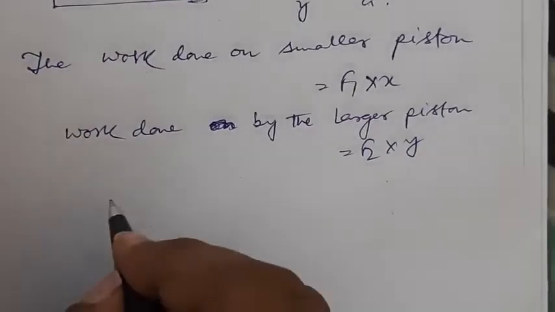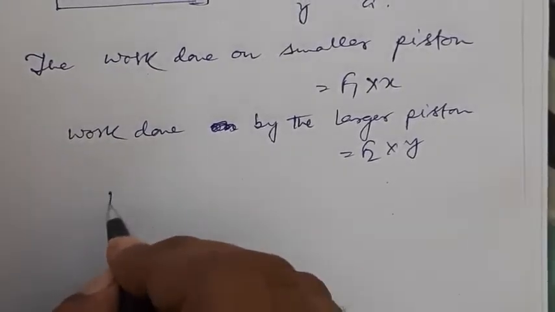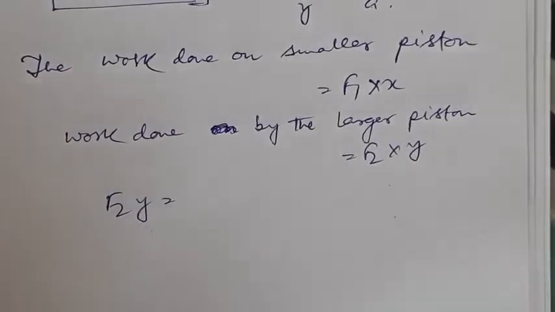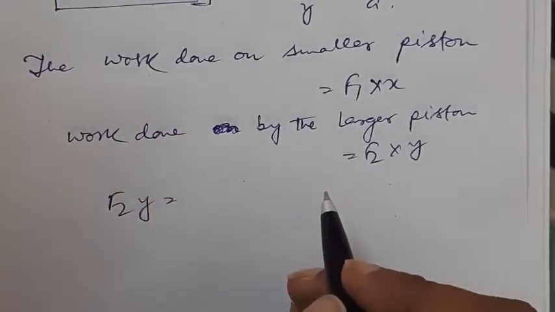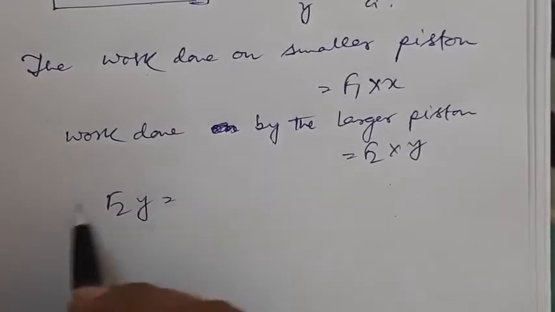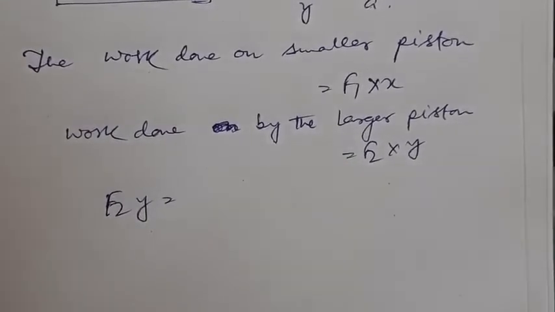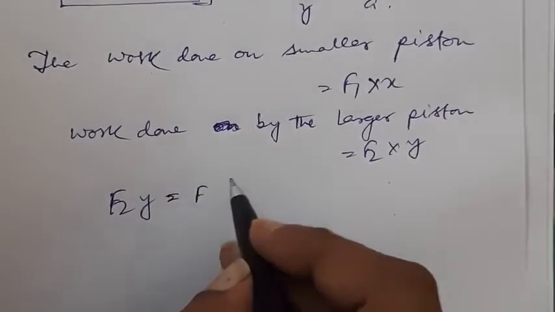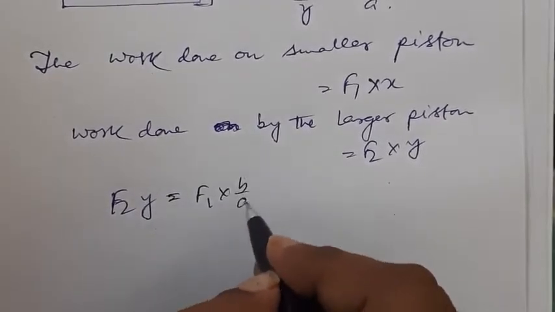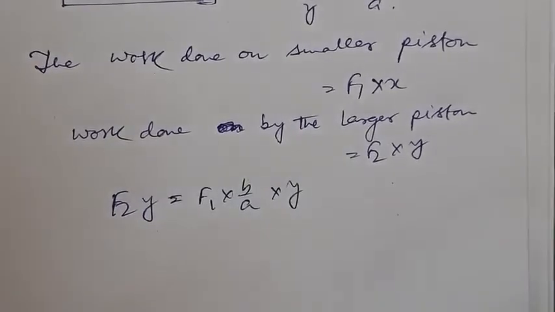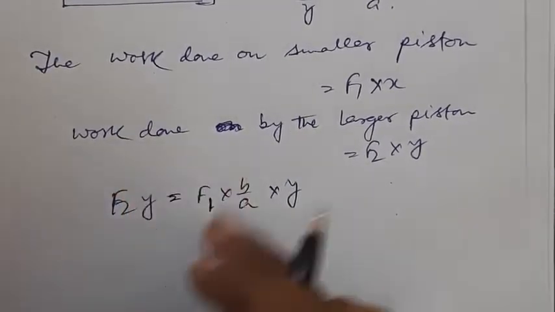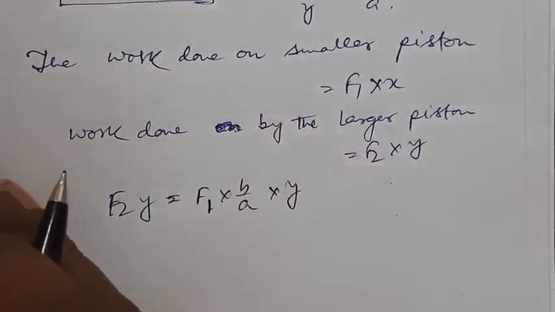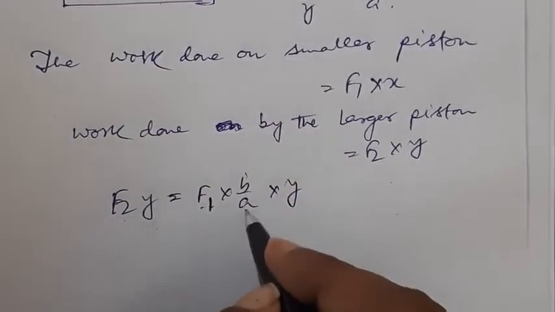Now what is F2 into Y? From the previous part we can say that F2 is equal to F1 into B by A into Y. F2 by F1 is equal to B by A. From the previous principle of multiplication of thrust, F2 is equal to F1 into B by A.